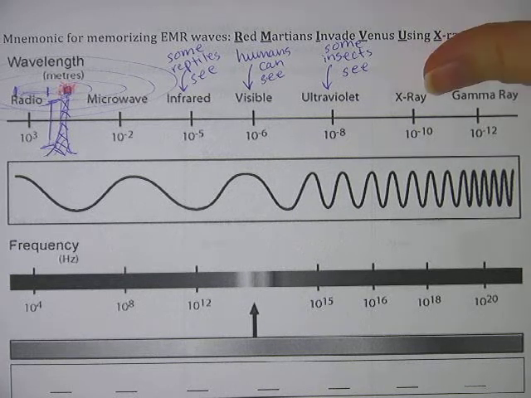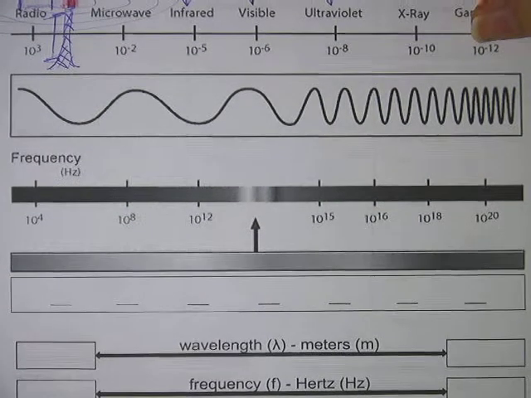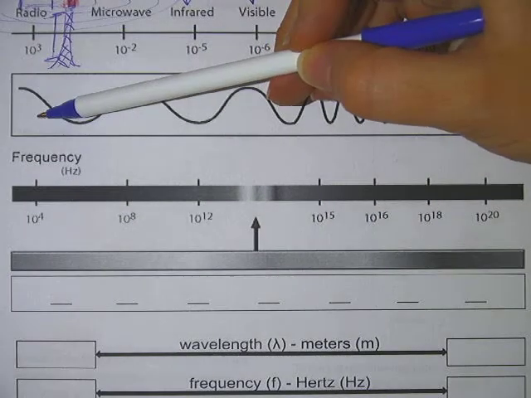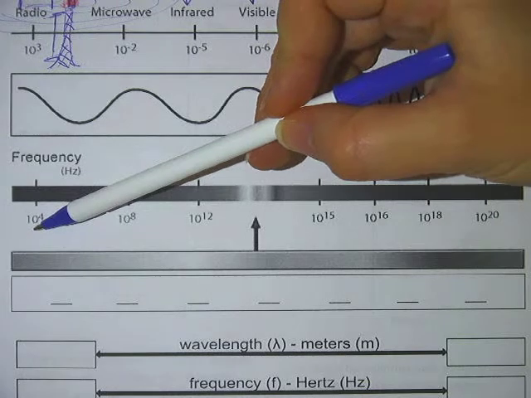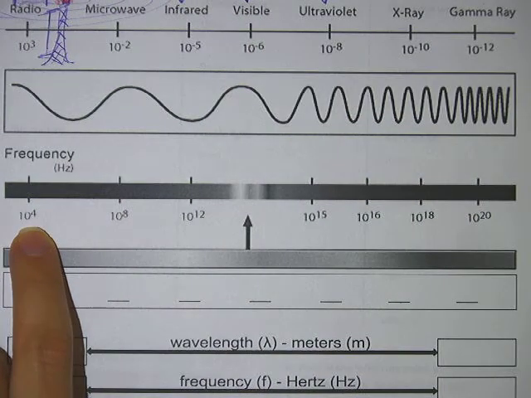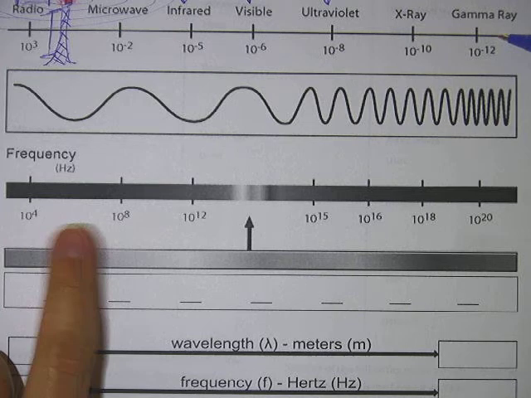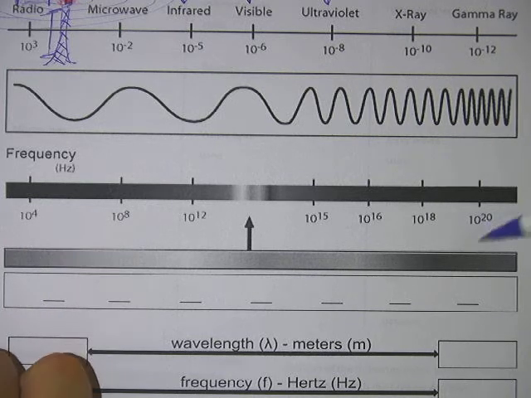And we can see a relationship between these long radio waves. They have a relatively small frequency, only 10 to the fourth, versus these really short electromagnetic waves like gamma rays that are very short. They have a very high frequency, 10 to the 20th.